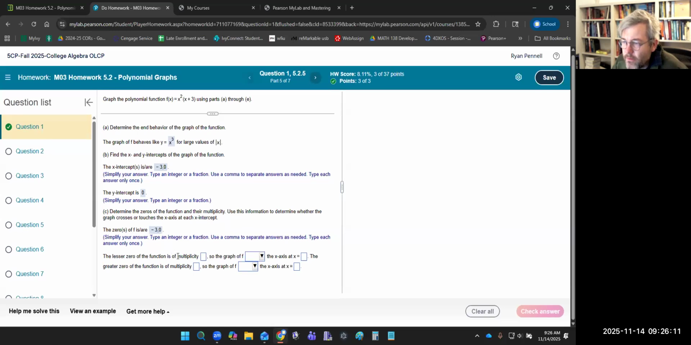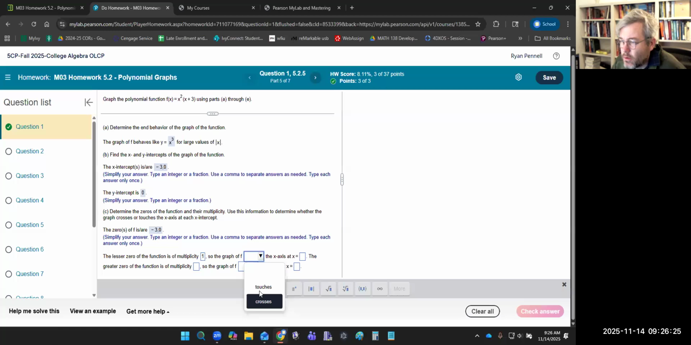The lesser zero of the function has multiplicity. Multiplicity is how many times does it count? Mine was -3, the smaller value, so that was multiplicity 1. So it crosses the x-axis at x equals -3. Okay. The greater one for me was 0, and it has multiplicity of 2 because that's squared. So it touches, and that occurred at 0.